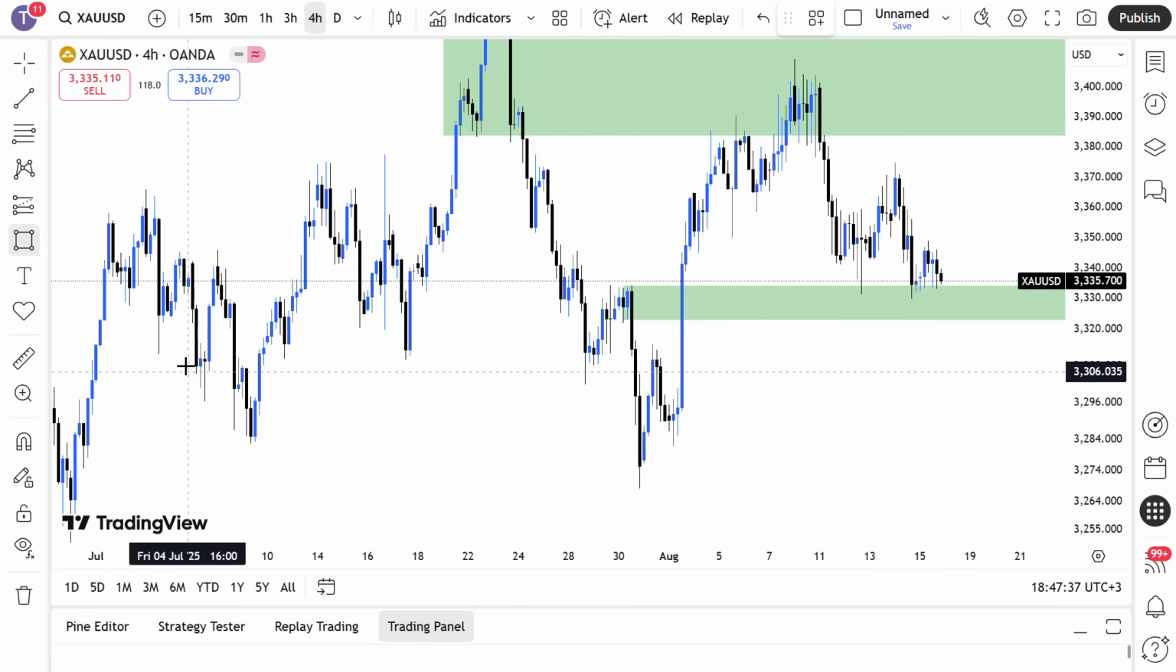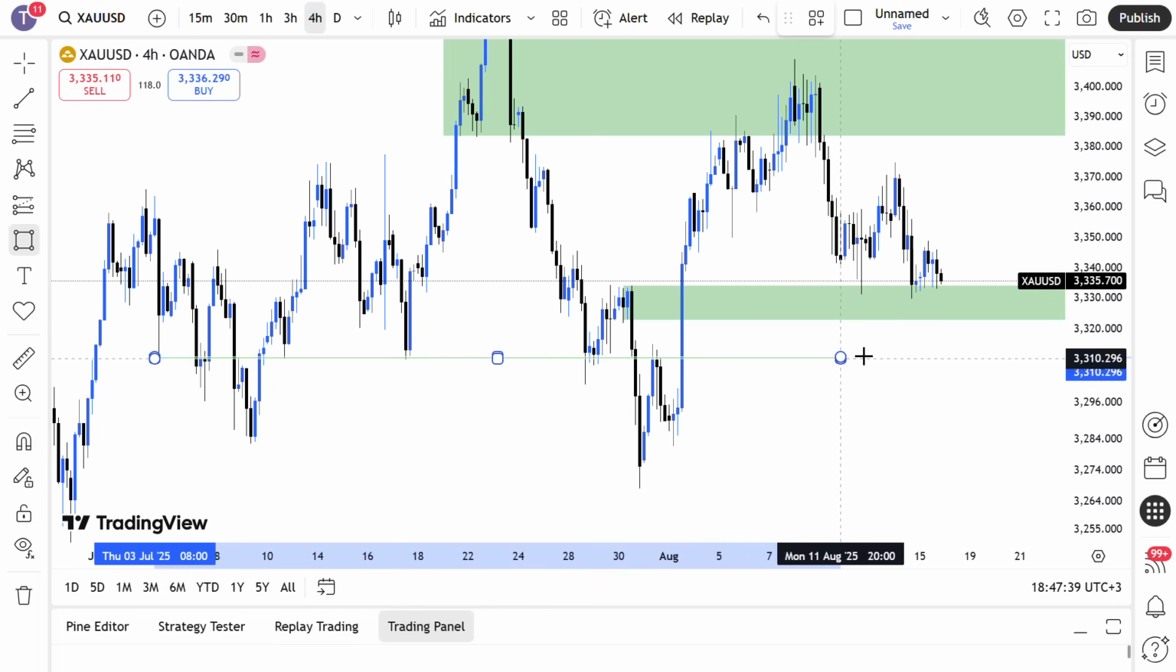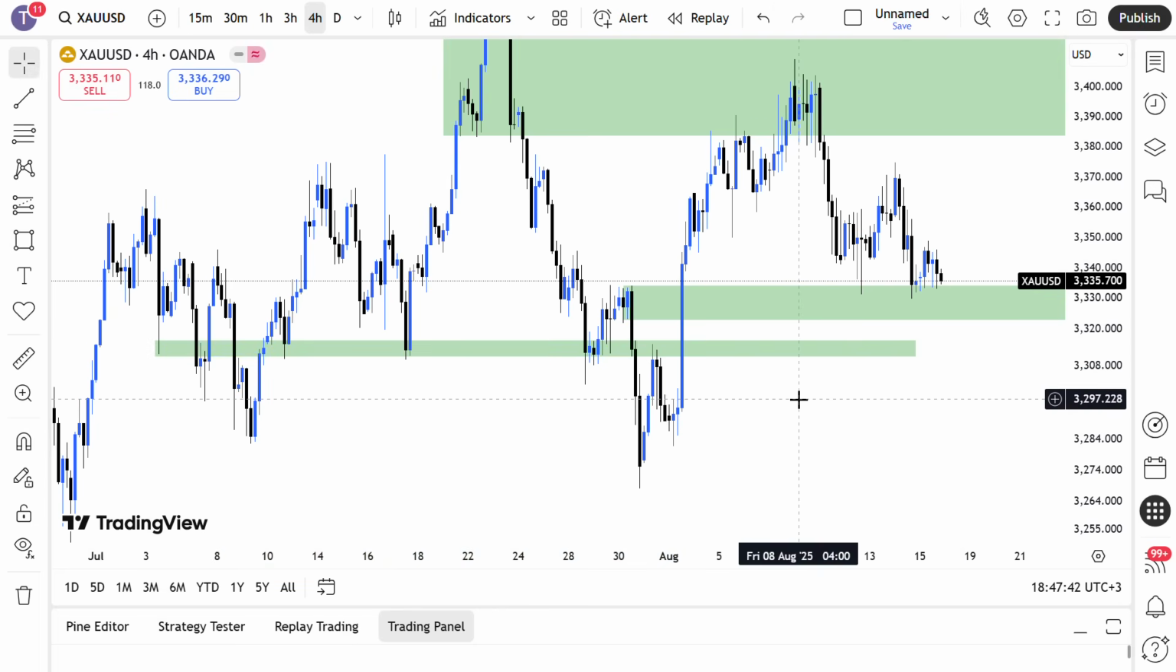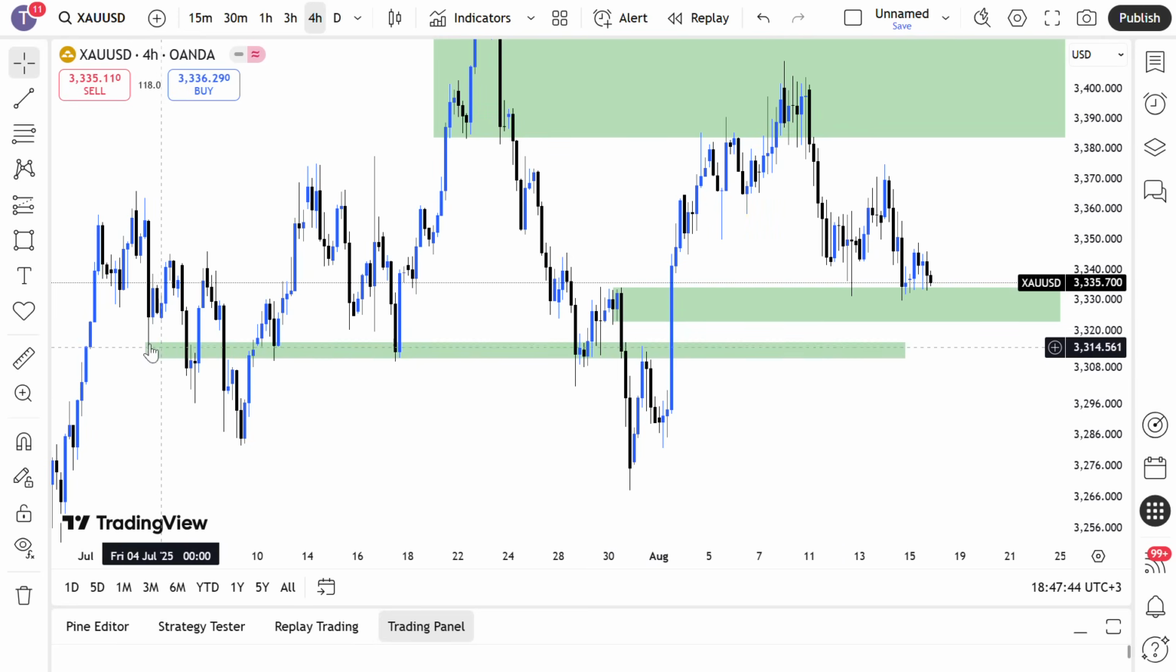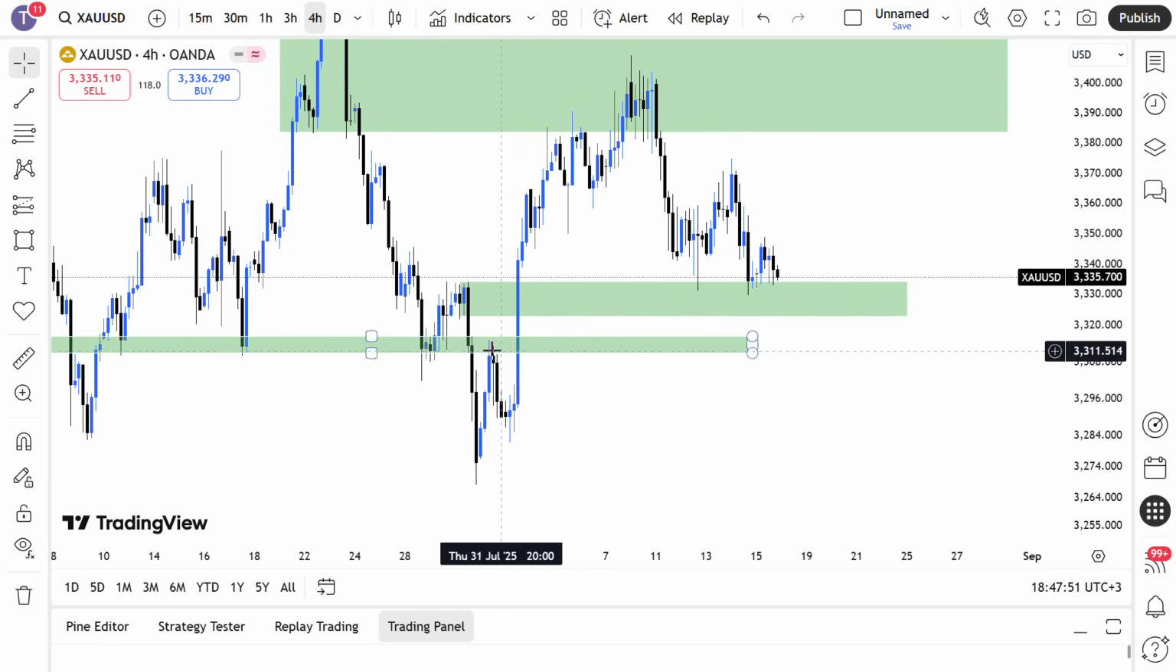support level down here. You can see that price is reacting from this area so many times. It tapped here, then here we have this reaction to the upside. We have this one, and this one. And also we have this retest.